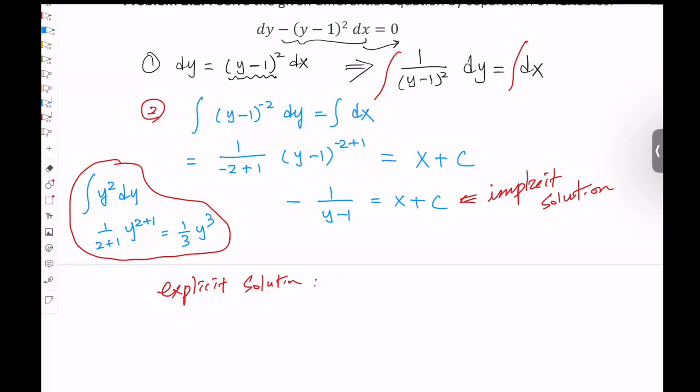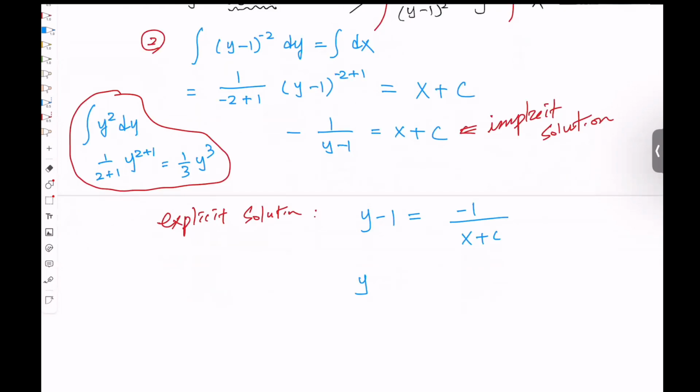And if I say find the explicit solution, then what you need to do is isolate y. So take the reciprocal of the left-hand side, and then we multiply by negative 1 for both sides. We're going to have negative 1 over (x plus c) right there. And then y equals 1 minus 1 over (x plus c).